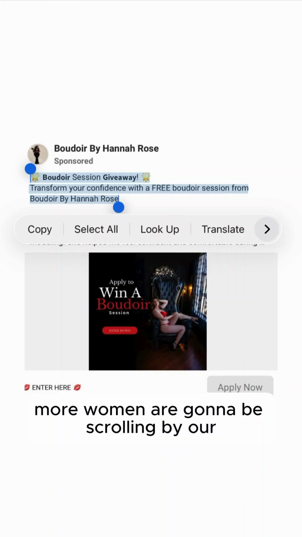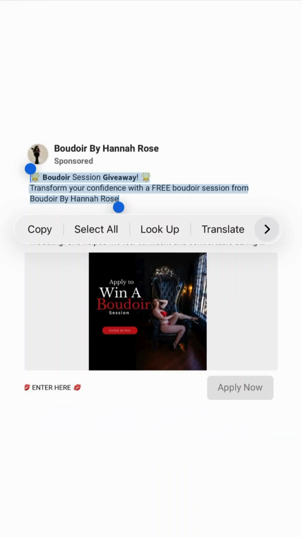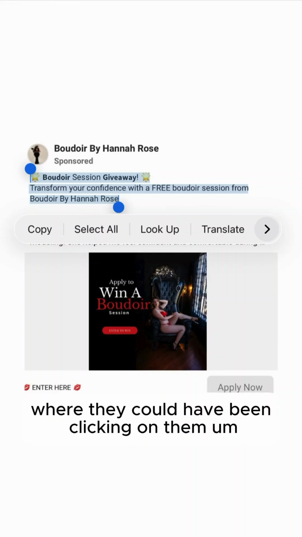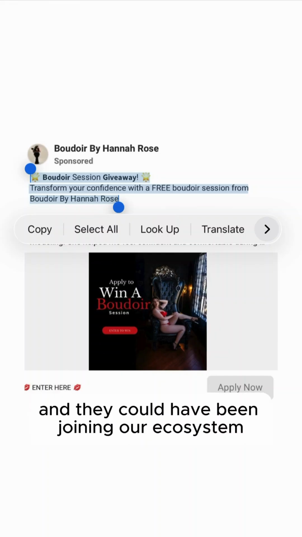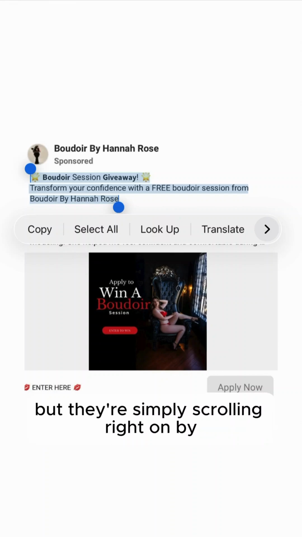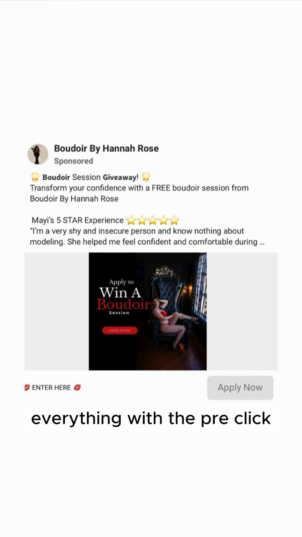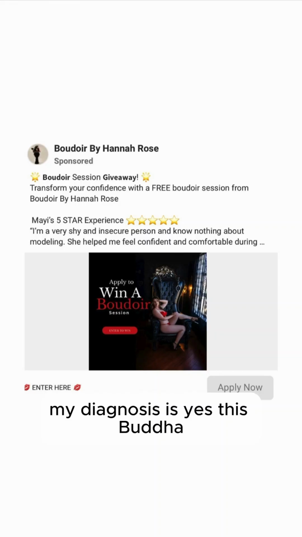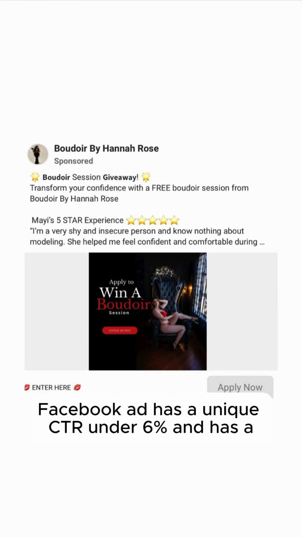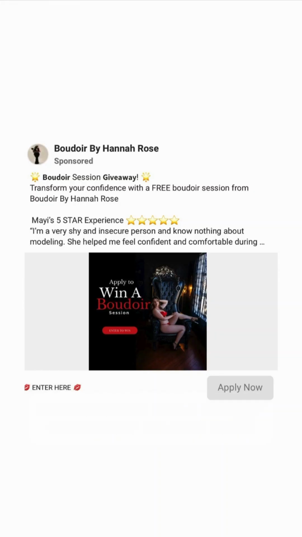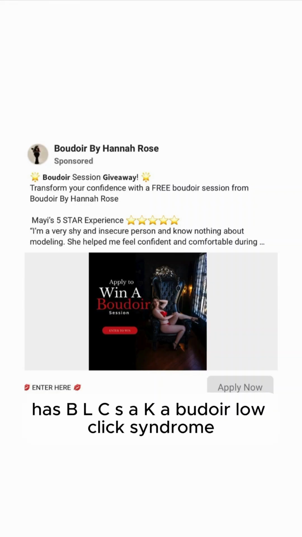So the consequence of this is more women are going to be scrolling by our Boudoir Facebook ads than necessary, when they could have been clicking on them. And they could have been joining our ecosystem, but they're simply scrolling right on by. All right, so after looking at everything with the pre-click, my diagnosis is yes, this Boudoir Facebook ad has a unique CTR under 6% and has BLCS, aka Boudoir low click syndrome.